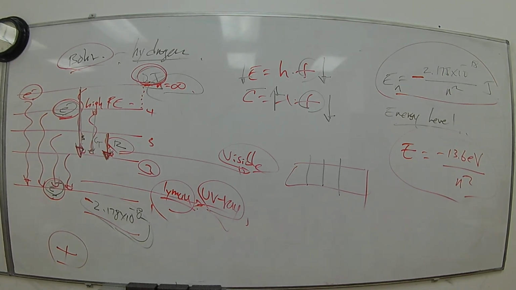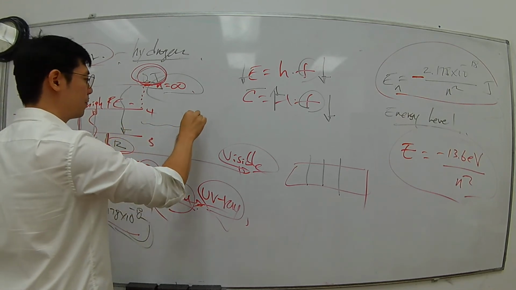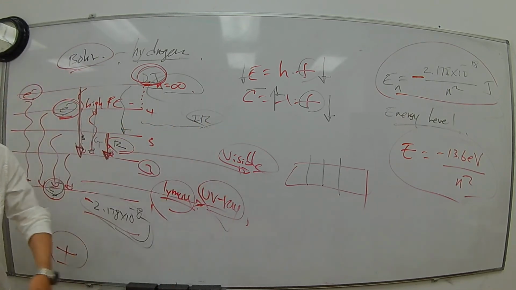Now, if the electron drops to the third level, guys, it gives off infrared radiation. Infrared, guys, is a low frequency, high wavelength, not that damaging, by the way. So basically, that's what Bohr's model is, guys: quantized energy levels.